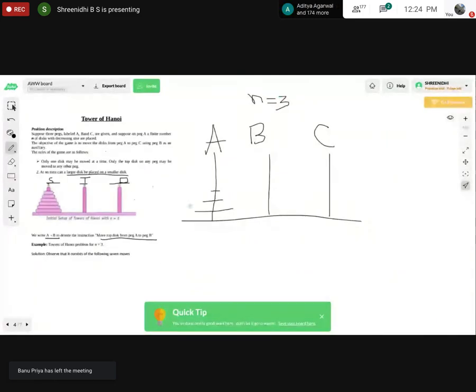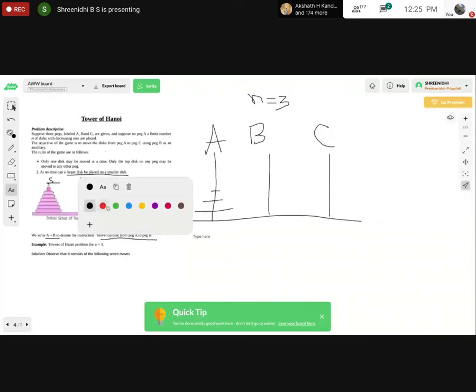Got it? So that's your A to B. Whenever I move a disk, I'll write A to B, denoting moving the top disk of peg A to peg B. Now I have to write an algorithm in such a way that all these 1, 2, 3 disks are moved to the destination. So how to move? Here I can write like this. See, first one as A to C.